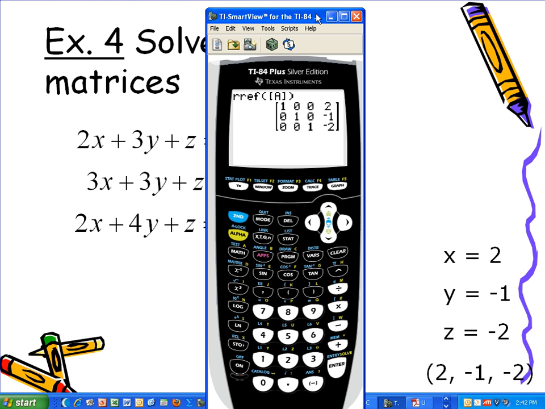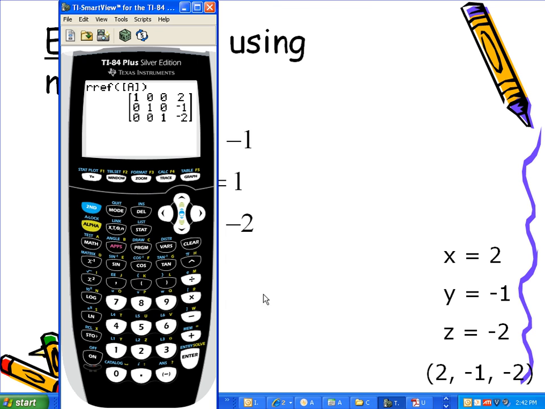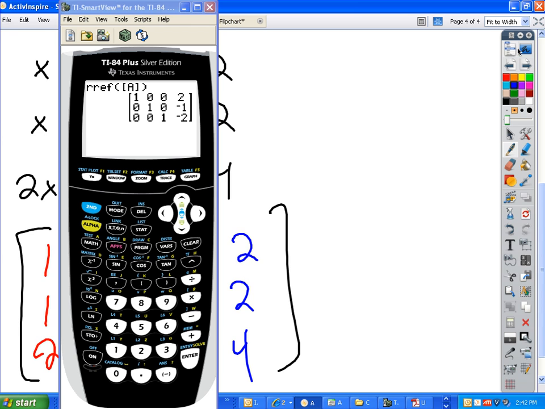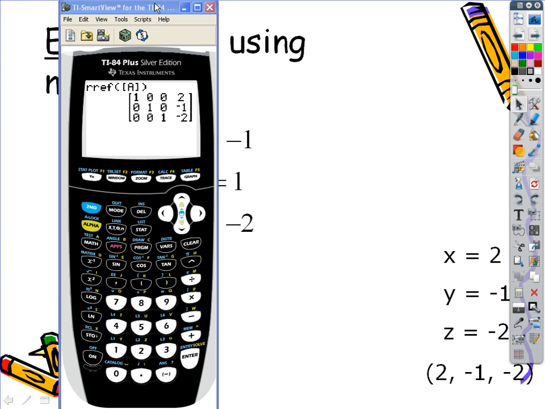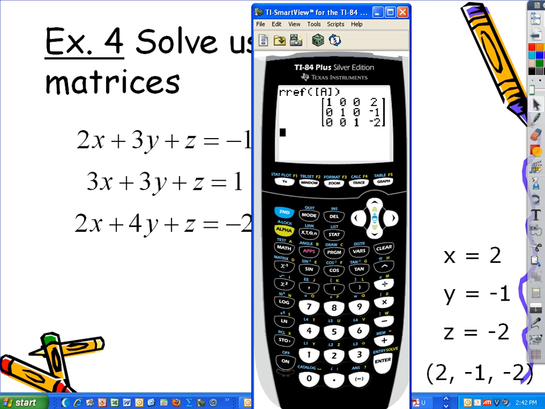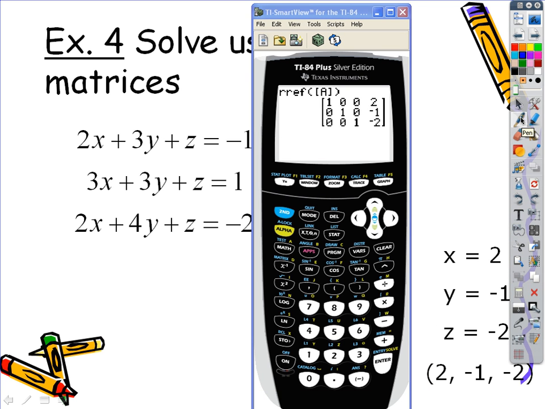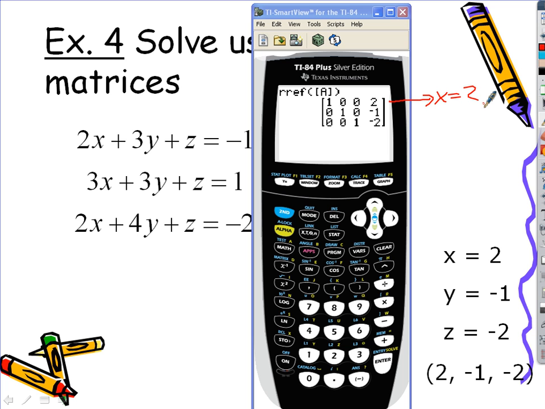So what does this first row mean? It's telling me 1 times x plus 0 times y plus 0 times z equals 2. In other words, it's just telling me x equals 2. This row is telling me y equals negative 1. And this row is telling me z equals negative 2, just like it did before.